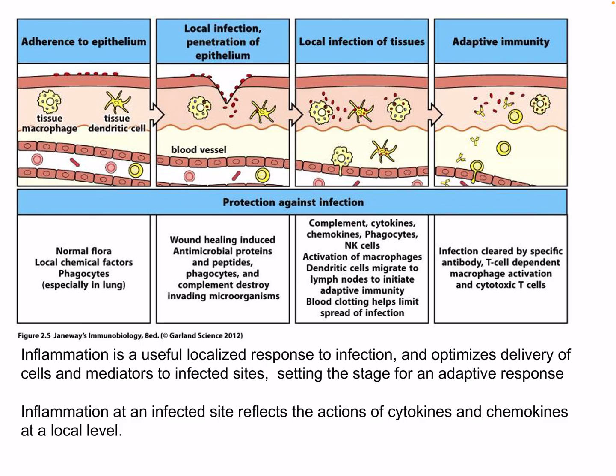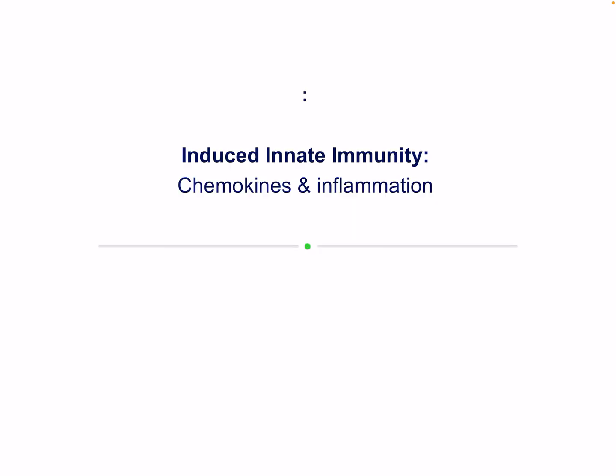So again, inflammation is a useful localized tool in response to infection and optimizes delivery of cells and mediators to infected sites, setting the stage for the adaptive response. Inflammation at an affected site reflects the actions of cytokines and chemokines at a local level. So now we're going to take a closer look at chemokines and inflammation.